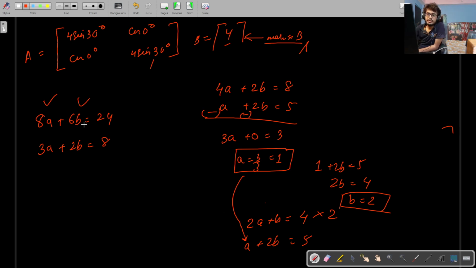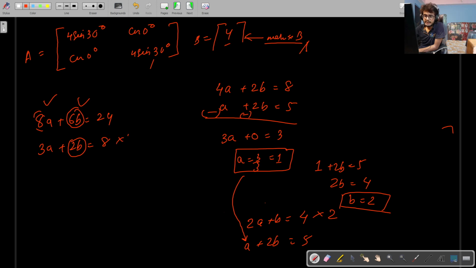So what you need to do is check for a number which, when multiplied with either of the coefficients in one equation, will equal the number in front of A or B in the other equation. Like for example, in this case, we have 2B here, right, and we have 6B here.